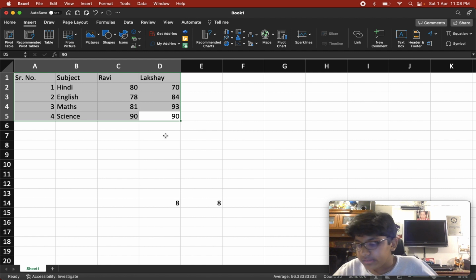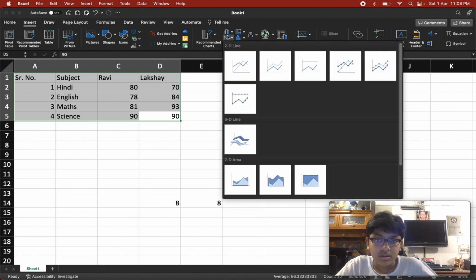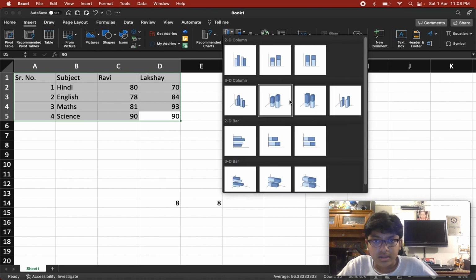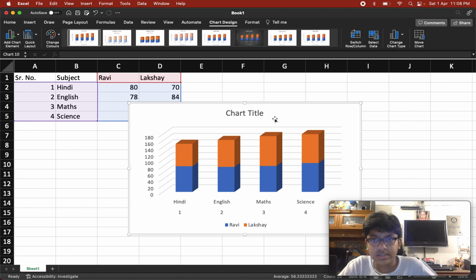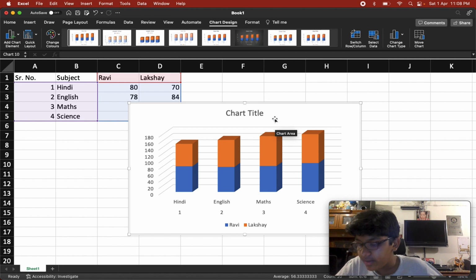All right. Now if you want to change the chart type, we'll need to create a chart. So I'll just go here. No, let's go here and then here. So this is our chart, but I want to change the chart type. So what we will do, we'll go on the design tab.